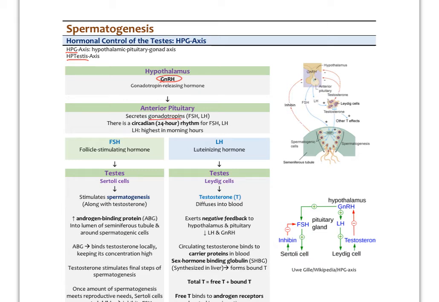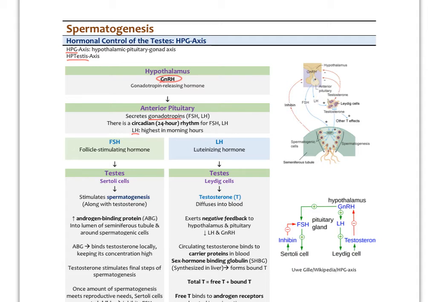But basically GnRH, gonadotropin releasing hormone from the hypothalamus, is going to stimulate in the anterior pituitary gonadotrophs to release FSH and LH. And there is a circadian rhythm to both of these. Now, in females, the FSH is primarily released during the follicular phase, the first 2 weeks of the menstrual cycle. And then LH is going to be released primarily in the last half of the menstrual cycle between ovulation and menses. And in males, they seem to be released together at the same time. So both FSH and LH are released. LH is usually highest in the morning hours, and that correlates with the morning surge of testosterone.